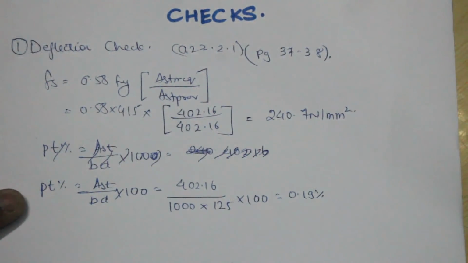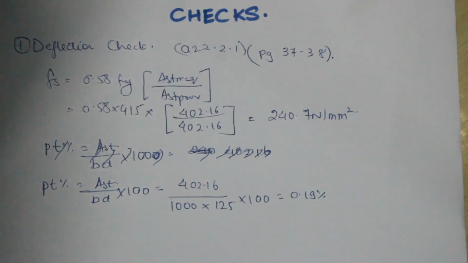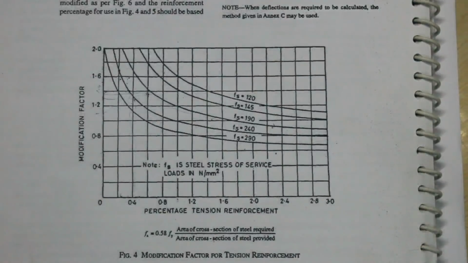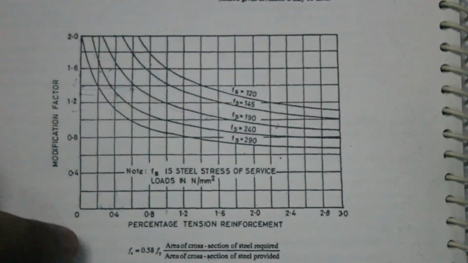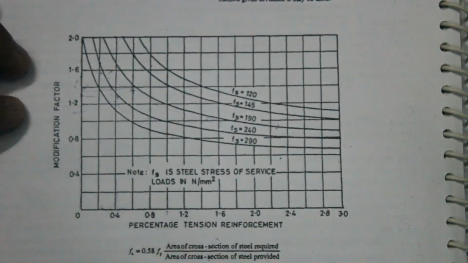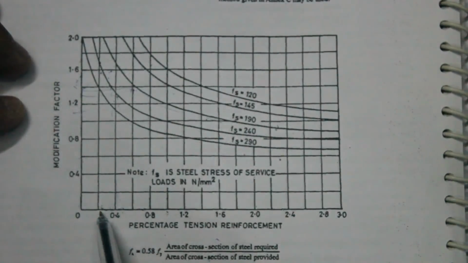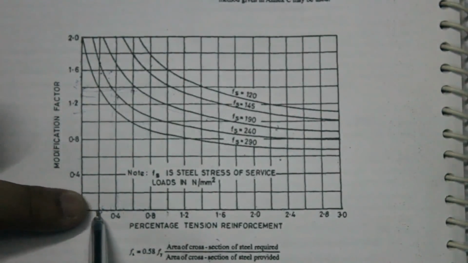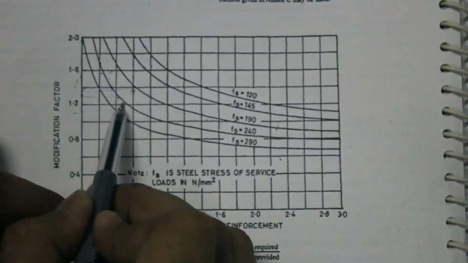Now we have the percentage of steel and we have the Fs value. Now I'll show you how to use the graph from the IS code. It is given on page number 38. This is what the graph looks like. Let me zoom in on this. On the x-axis the percentage of steel is given, and on the y-axis the modification factor is given. Our percentage of steel is 0.19%, so that is around 0.2%, somewhere over here. And our Fs value is 240.7, which is the second curve from the bottom.